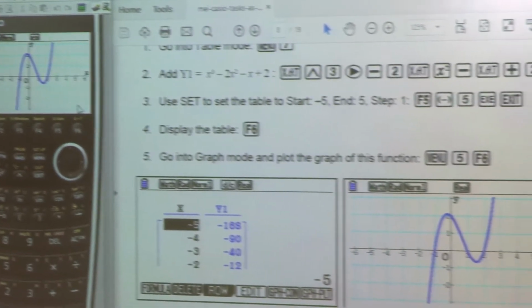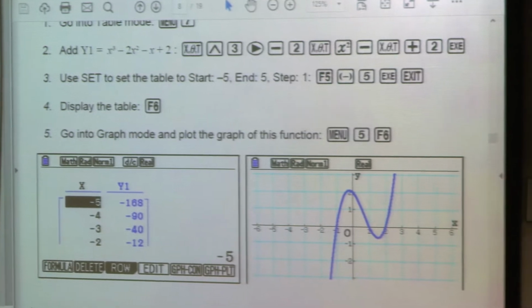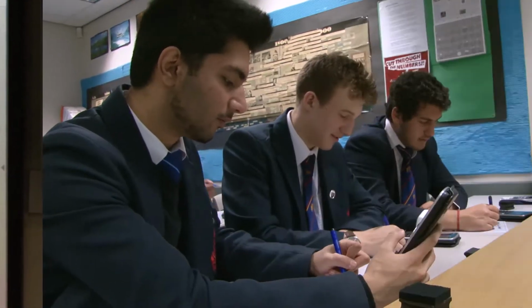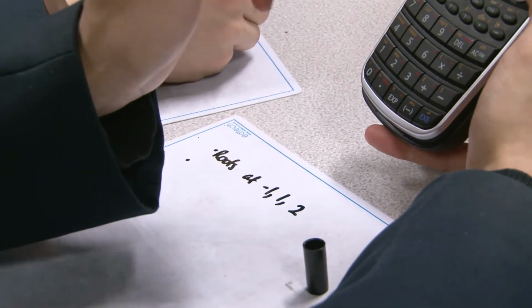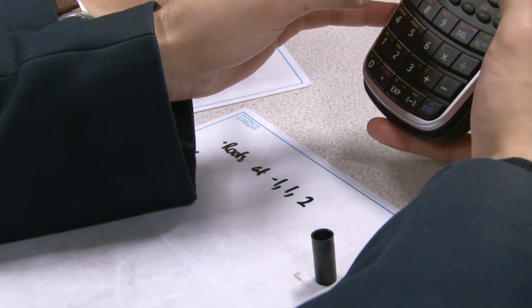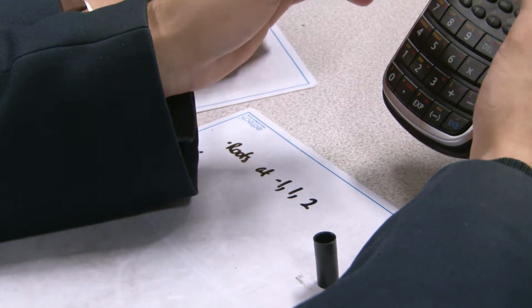Anything that you can see comes from both the table and the graph. 1, minus 1 and 2. Okay, and then you can tell that there's a maximum as well. It's just over 2. I'm checking on the table there.